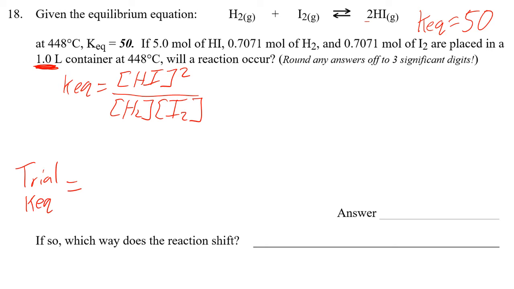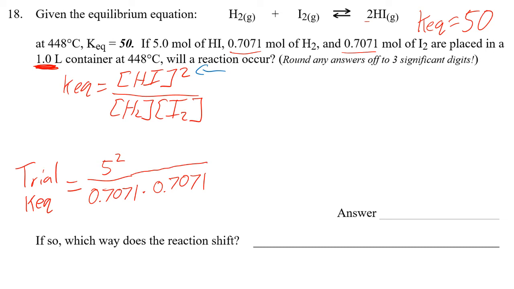We have 5 moles of HI, so I'm going to go 5 moles of HI squared, because that's what this thing says to do. So 5 squared over, and I get this weird number, 0.7071, and I get another one too. H2 and I2 are both 0.7071.